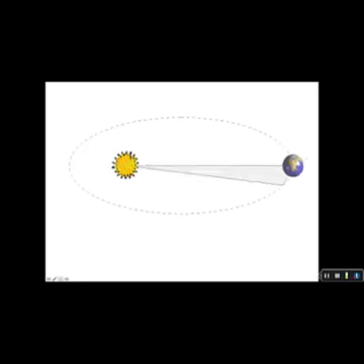You can also think of this as conservation of angular momentum. You think about a skater: if they have their arms out, then they spin slower, and as they bring their arms in, they spin faster.